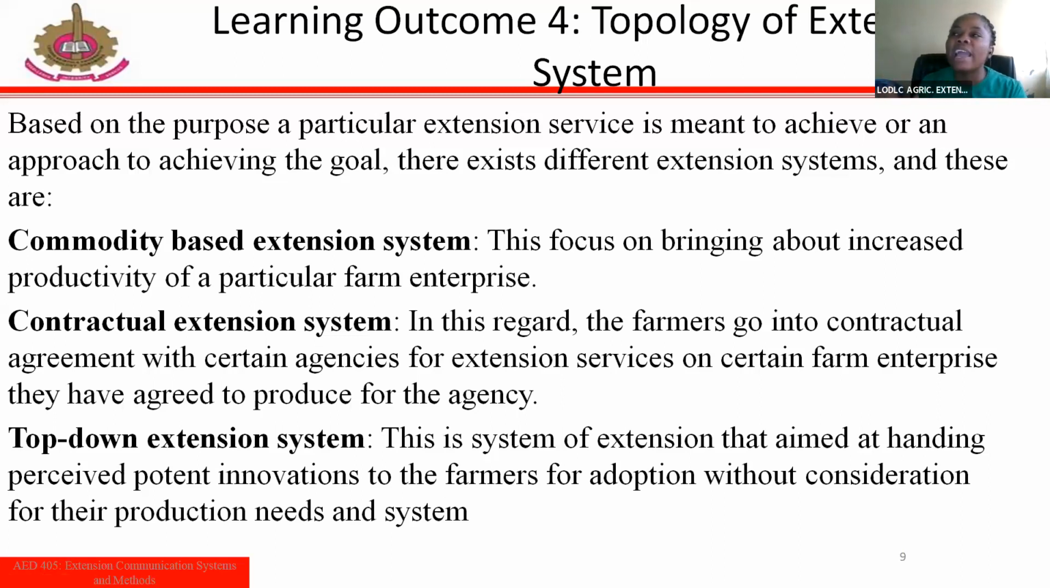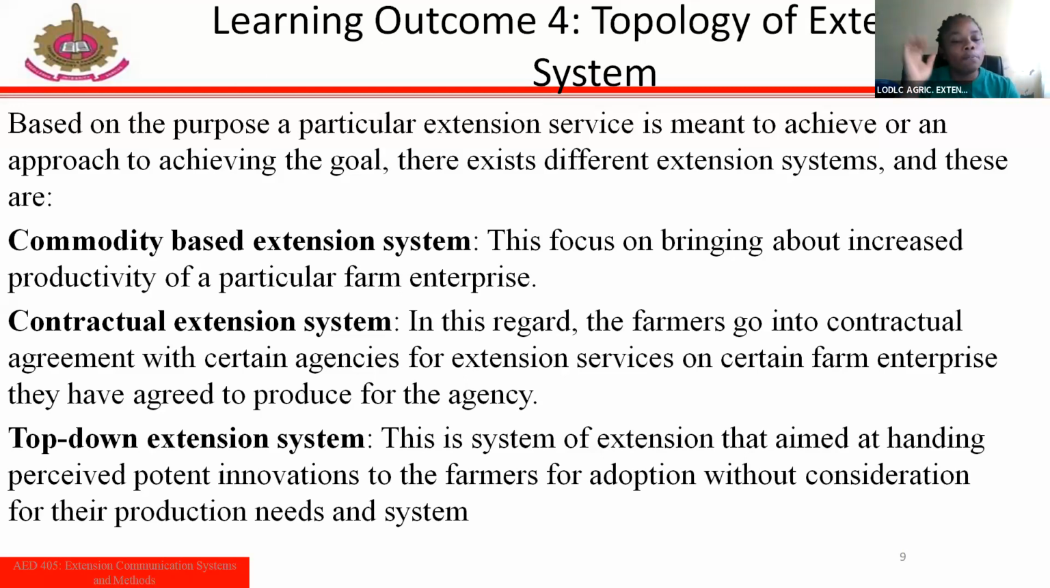So they are the ones that will rear the animals to the point of the desired weeks, or on crop production to the point of harvesting. The only thing the agency will come for is to harvest all the goods. They will look at the value of the produce. Okay, so that means they will give them a quota based on the agreements. So that's the contractual extension system.